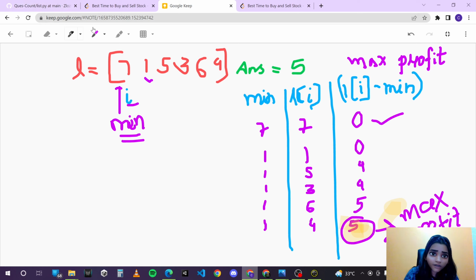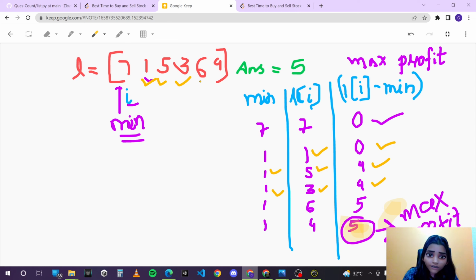Now once we reach this element 1, our minimum value gets updated to 1 and our current ith value is 1. Here also max profit is 0. Then we go forward to 5, where the ith value is 5 but our minimum is 1, so the maximum profit is 4. Now we come to 3. The min value is again 1, but the ith value is 3 and the profit remains 4 only, because we are maximizing it.